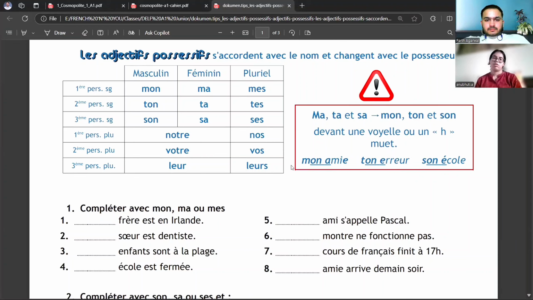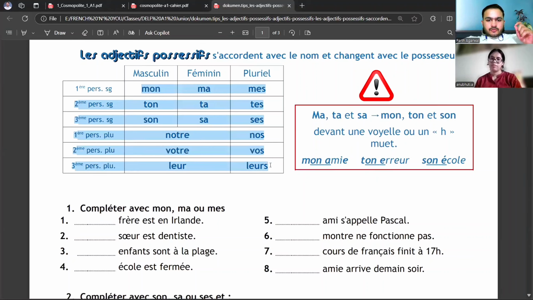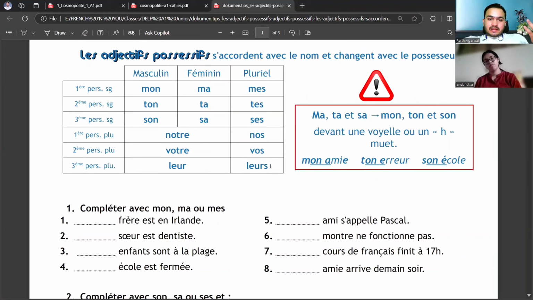The third column is plural. So here we just need to keep in mind, we have to use these adjective possessives considering the gender and singularity or plurality of the thing that we are possessing.